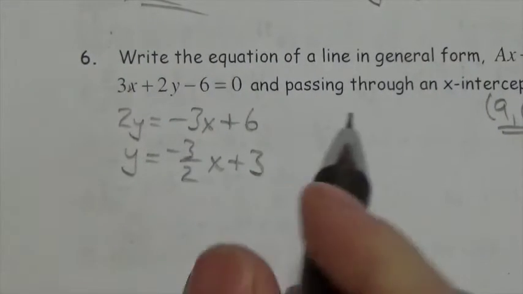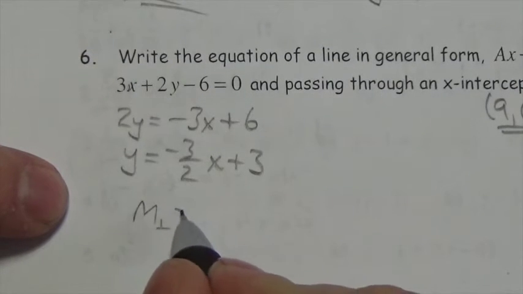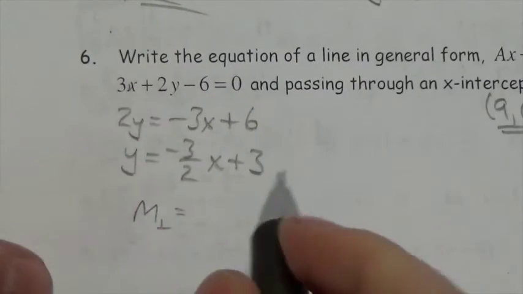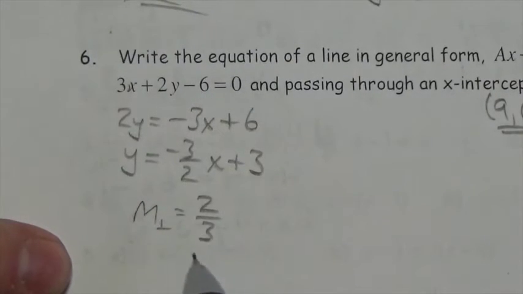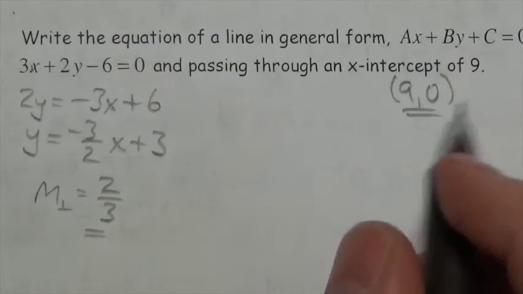So the slope of this line here is negative 3 over 2. The slope of the line that I want, which is perpendicular to this one, is going to be positive, first of all. And then I'm going to make the reciprocal of that. So the slope that I'm looking for has got to be 2/3. I also know that it's got to go through the point (9, 0).